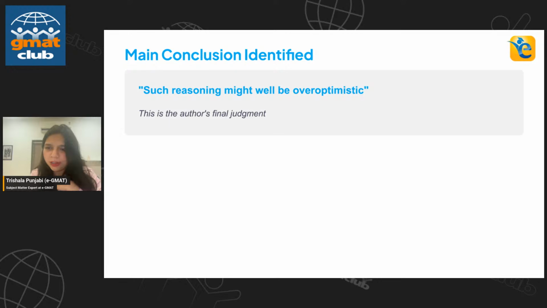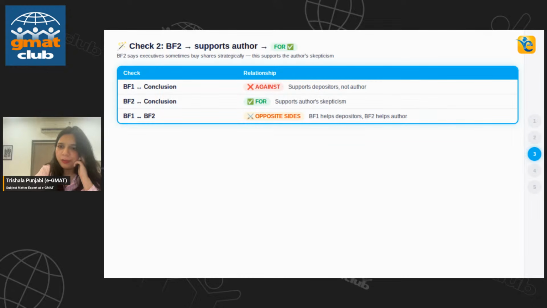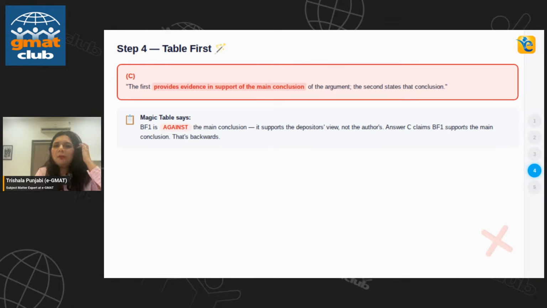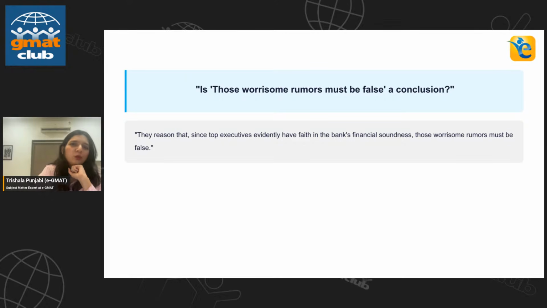Perfect. Very good. Aman, Shweta. Fantastic. Anchal, you're asking why is there a doubt in the bank executives taking shareholding in the banks? I did not understand that question. Okay. Please explain what exactly you mean, and then we'll go ahead with that. Before we do this, I want to ask you guys this: is "those worrisome rumors must be false" a conclusion?